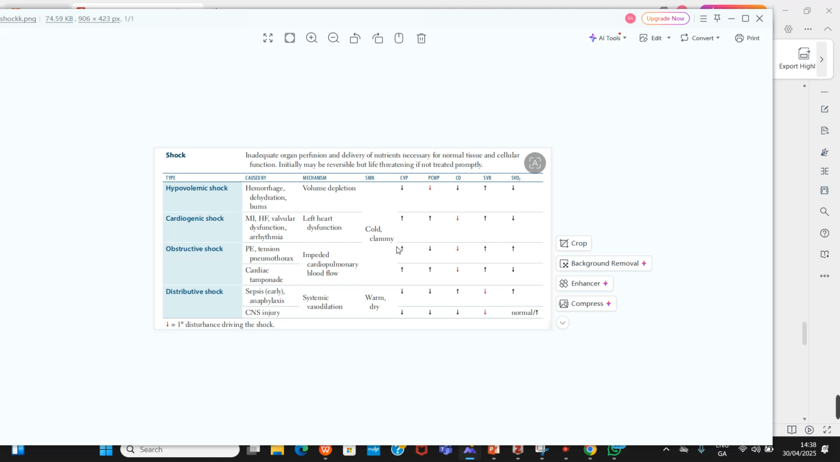But the only one that would increase the pressure in the left side is cardiac tamponade. So, and I will explain. We are not wasting too much time. So let me just put it here.